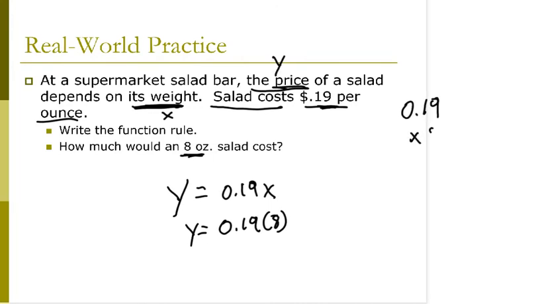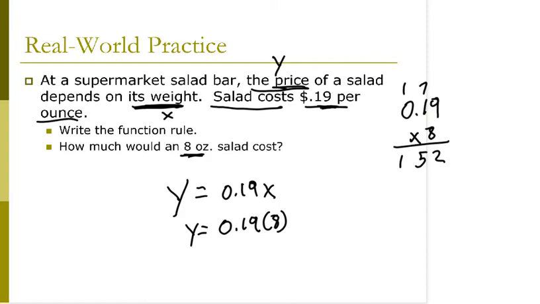8 times 9 is 72. Put my 2, carry my 7. 8 times 1 is 8, plus 7 is 15. Put my 5, carry my 1. 8 times 0 is 0, and 0 plus 1 is 1. I know that in this whole multiplication problem there are 2 numbers behind the decimal, so we'll put our decimal there. So it would cost $1.52 for 8 ounces of salad.